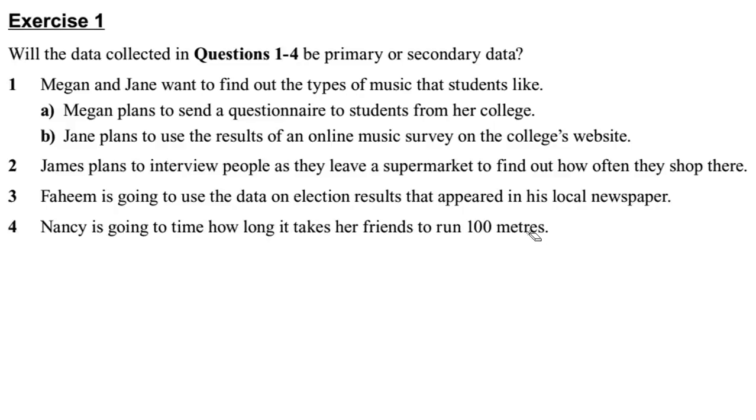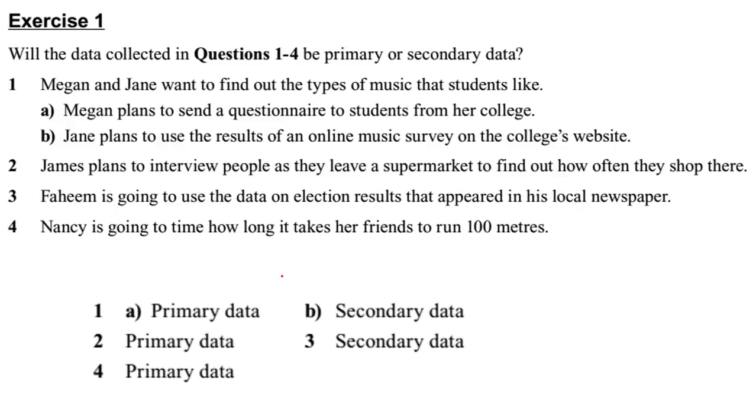Okay. So hope you've tried them. With this, I'm just going to quickly show you the answers, because all you need to do is to tell whether it's primary or secondary. Primary data is data you collect yourself, and you can do that through a questionnaire or through doing an experiment. Secondary data is data you can get from the newspaper or from the internet, anything that has already been collected for you. All right. So question 1 all the way to question 4, the answers are here if you just want to mark your work.